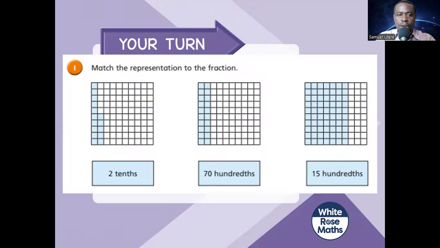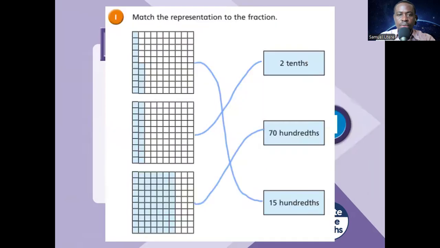Assuming you've paused the video and answered the questions, here are the answers. In question 1, you were asked to match the representation to the fraction. By now, you should know how to match them. Here are our answers. So that is 2/10. That is 7 hundredths. 70 hundredths, 70 out of 100 squares. And then that is 15 hundredths, 15 squares out of 100 squares.